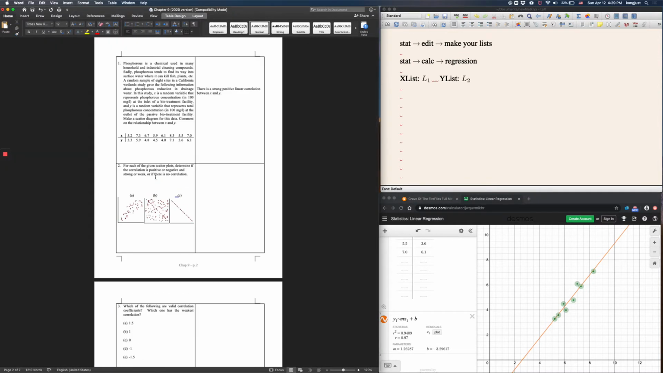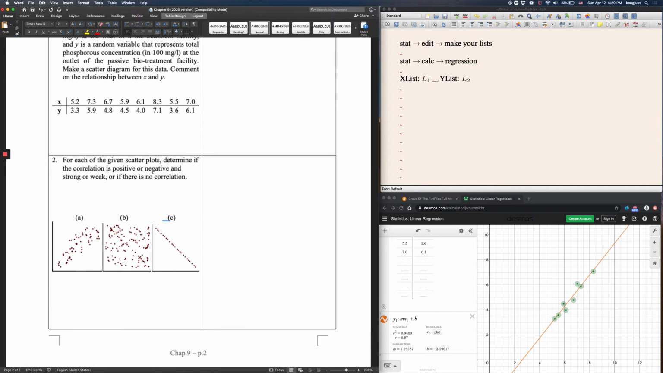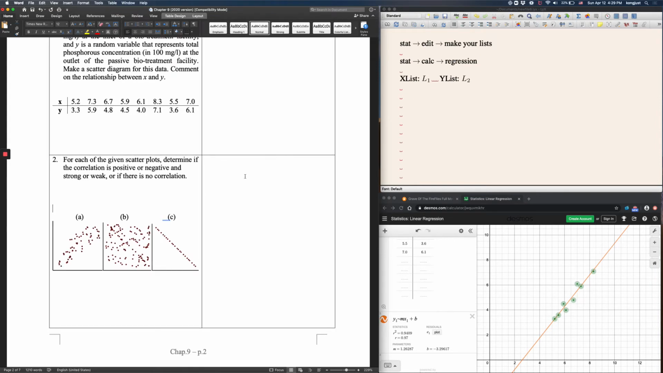Oh man, this thing's got us. Okay, there it goes. Points disappeared for a minute. Okay, next question. For each of the given scatter plots, determine if the correlation is positive, negative, strong, or weak, or if there's no correlation.